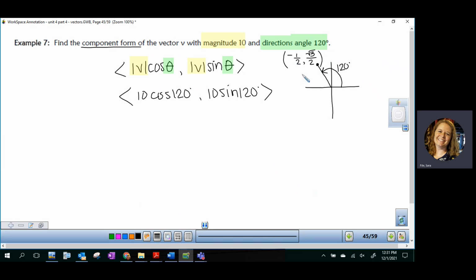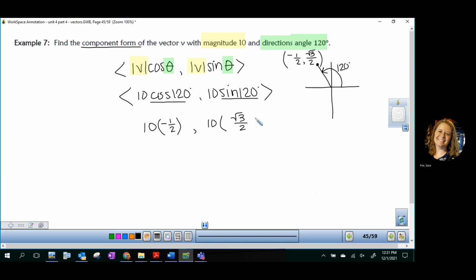So at a 60-degree reference angle, X is 1/2, Y is √3/2, but since this is in quadrant 2, one needs to be negative. Which is which as far as sine and cosine? Cosine is the X, sine is the Y. So cosine of 120 is negative 1/2 times the 10. Sine of 120 is the √3/2. So that would be -5. That would be 5√3.